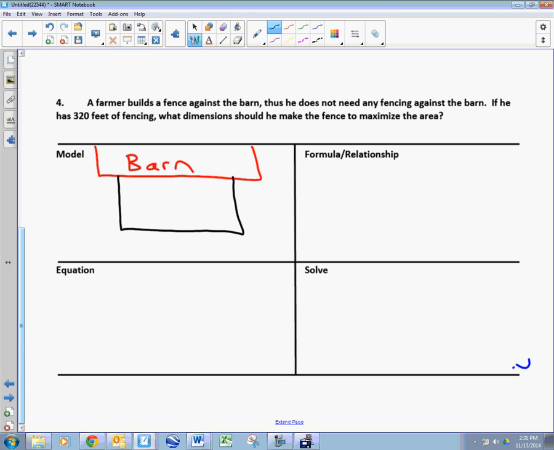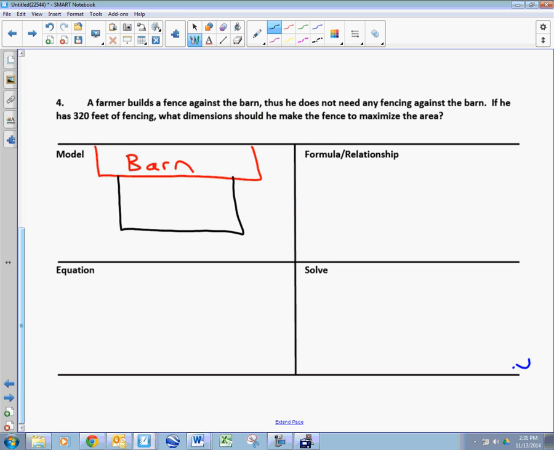Farmer puts a fence against a barn. That way he doesn't need fencing against the barn. Cuts down on the amount of fence needed. He's got 320 square feet of fencing. What dimension should he make the fence to maximize the area?